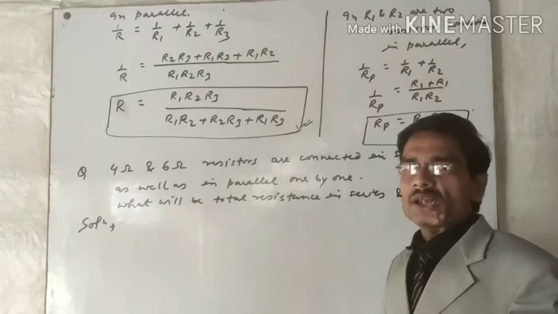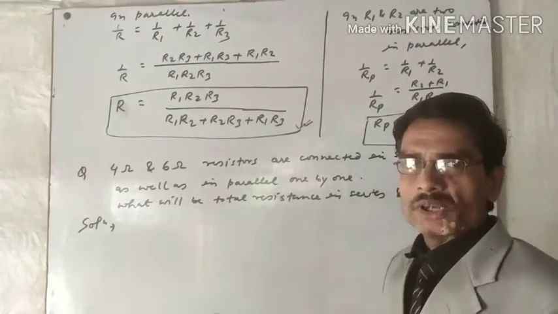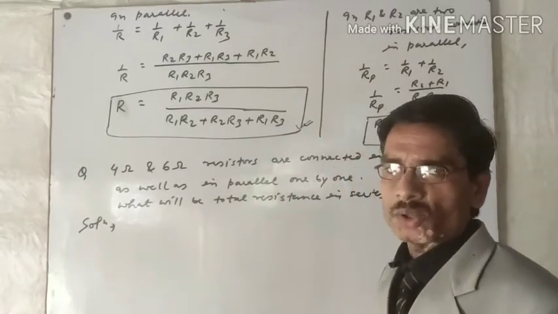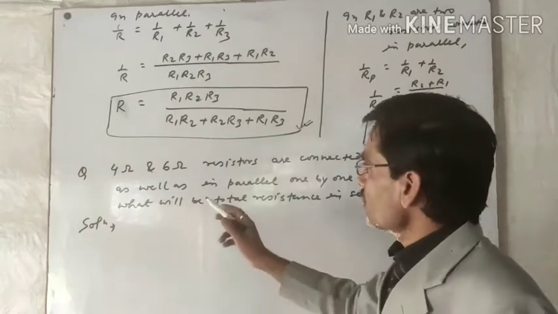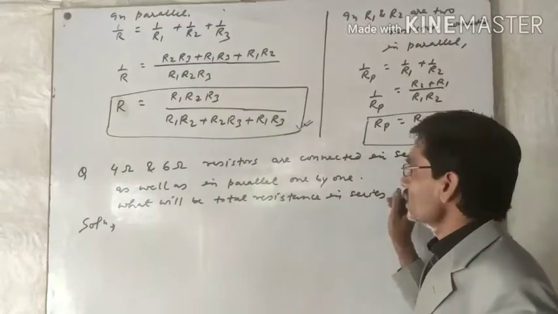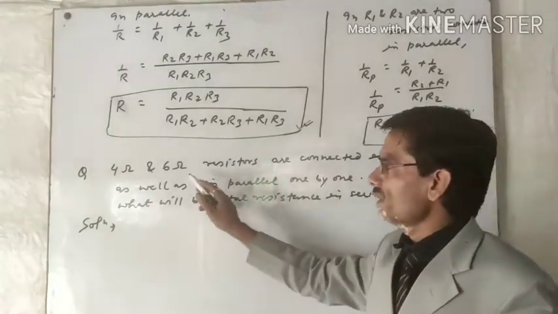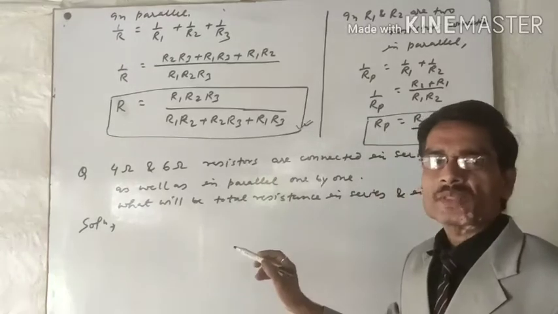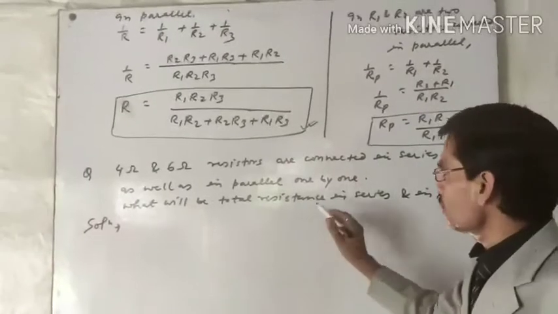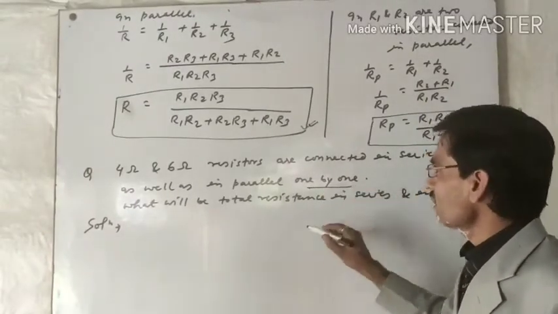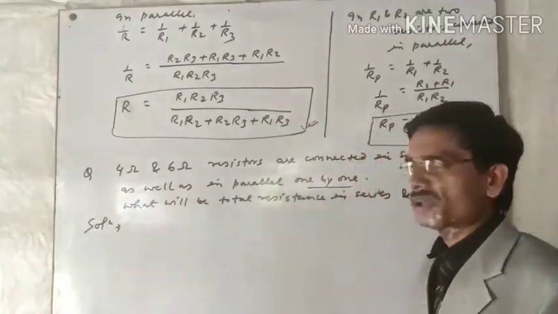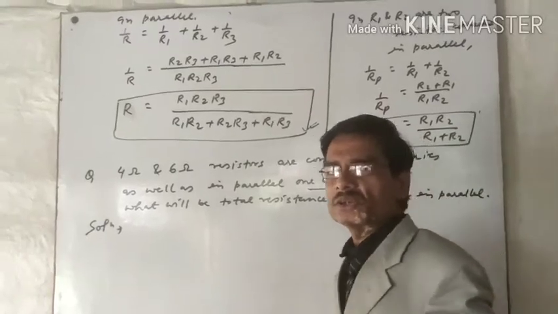I have written here one numerical problem based on series and parallel combination. What does the question say? We will consider. The question is: 4 ohm and 6 ohm resistors are connected in series. यह दोनों ही रेजिस्टर सीरीज में कनेक्ट हैं और later on these are also connected in parallel combination. तो वन बाय वन बारी से इस दोनों को पहले सीरीज में कनेक्ट करेंगे और फिर इसको पैरेलल में कनेक्ट करेंगे. तो what will be the total resistance? तो आइए देखते हैं.